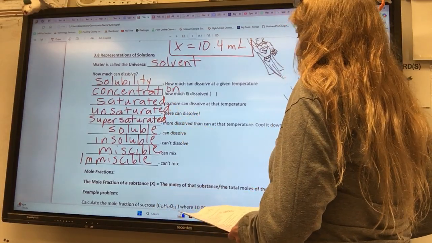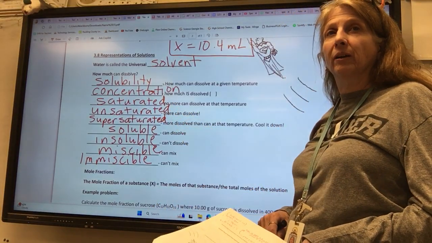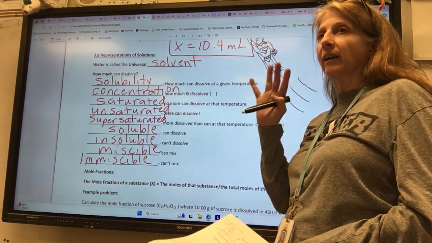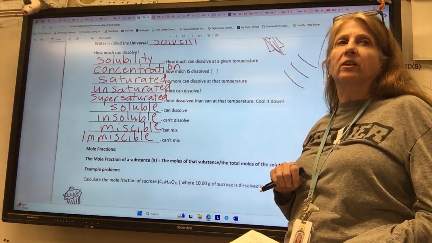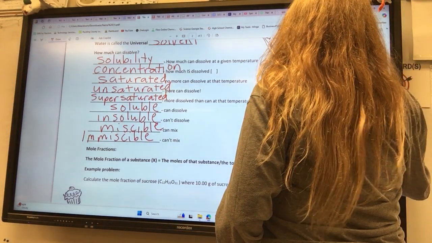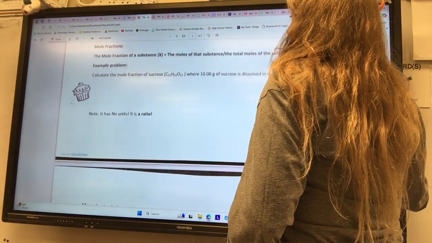Okay, so now we're going to do an example problem, and this is something new. Yay, we finally get to do something new for AP Chem. Can I scroll this up? Did y'all get all those words? Good.